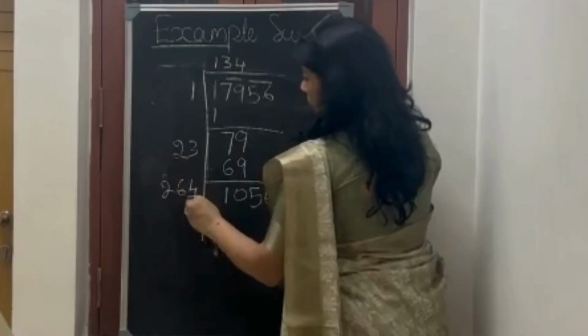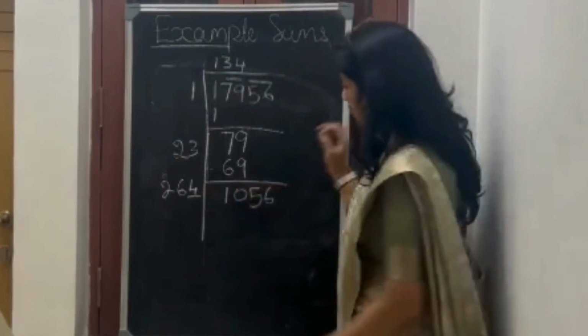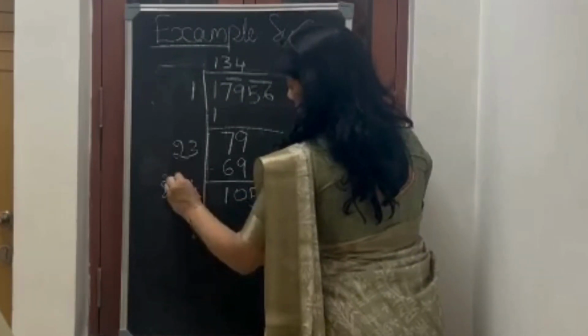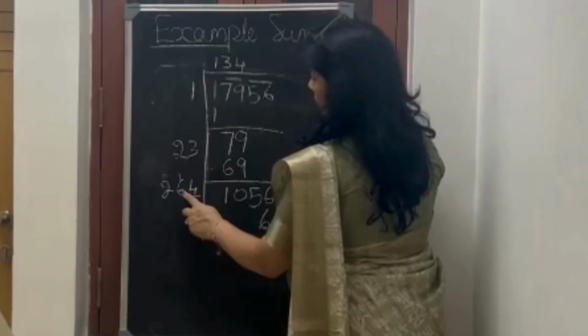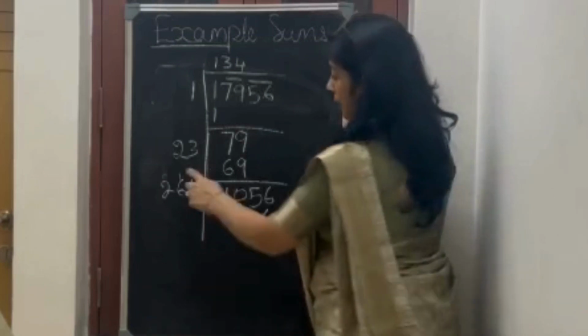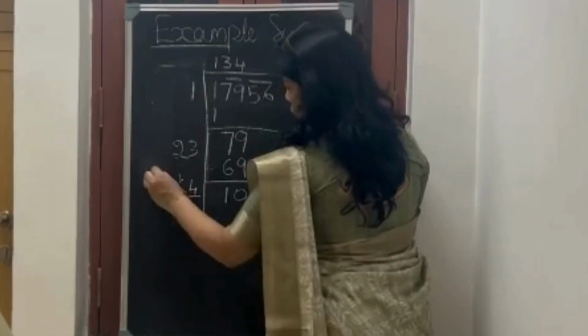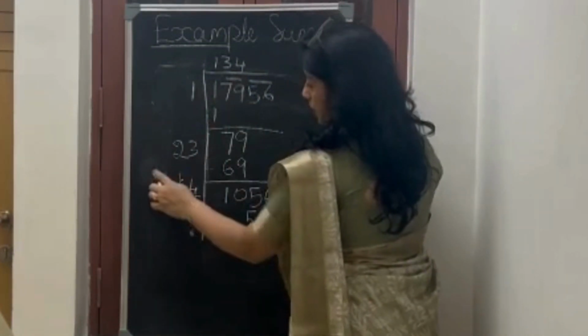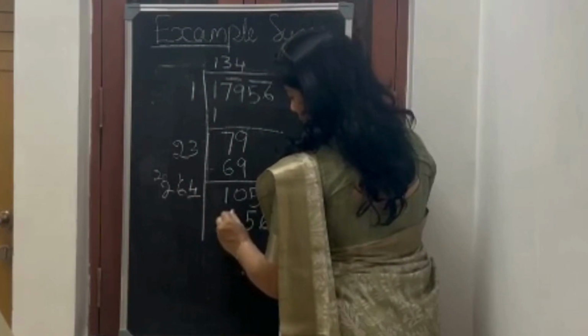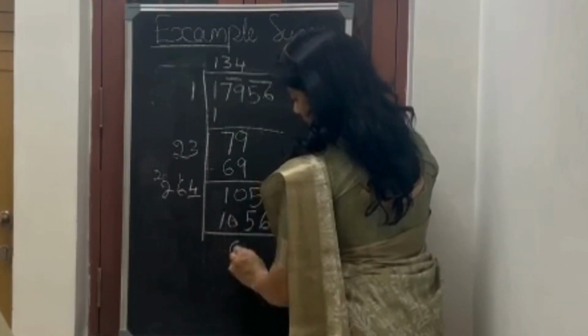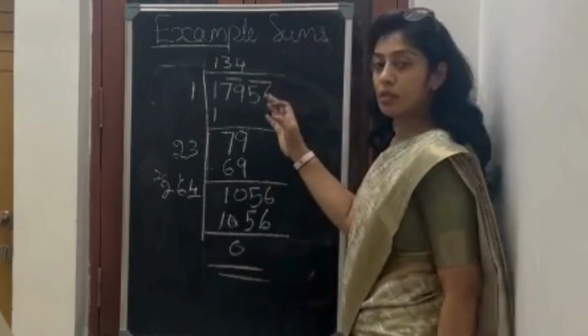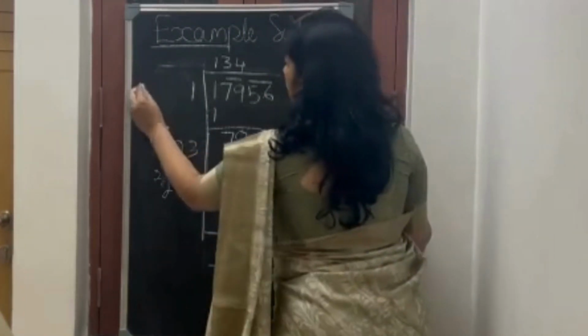Okay? Right? Now 4 4s are 16. 1 carry. 4 6s are 24 plus 1, 25. 2 carry. 4 2s are 8 plus 2, 10. 1056. So my answer for this sum is 134.